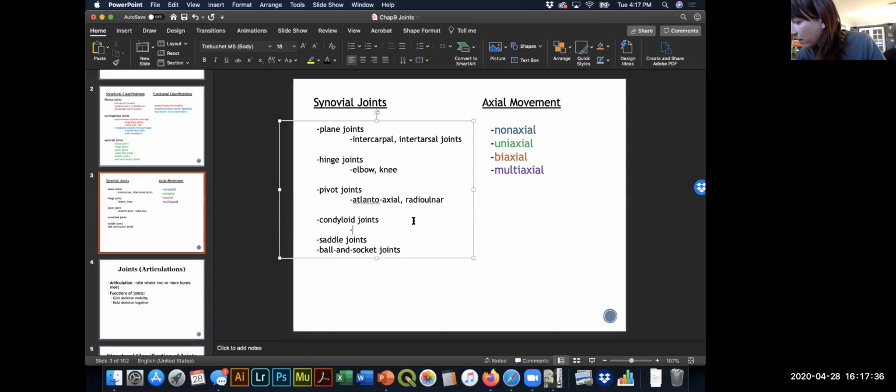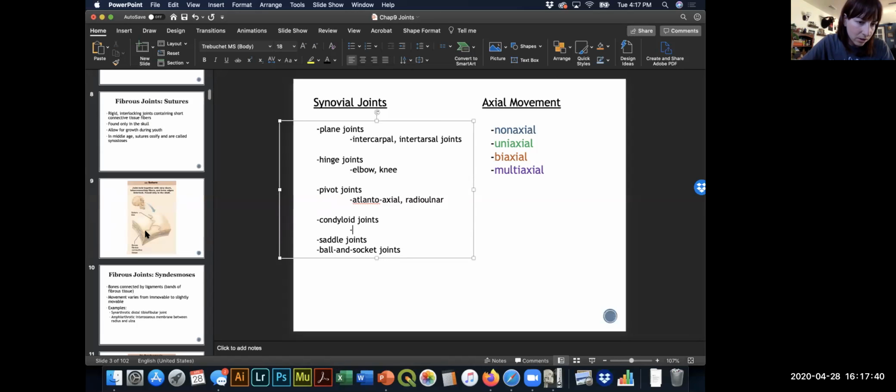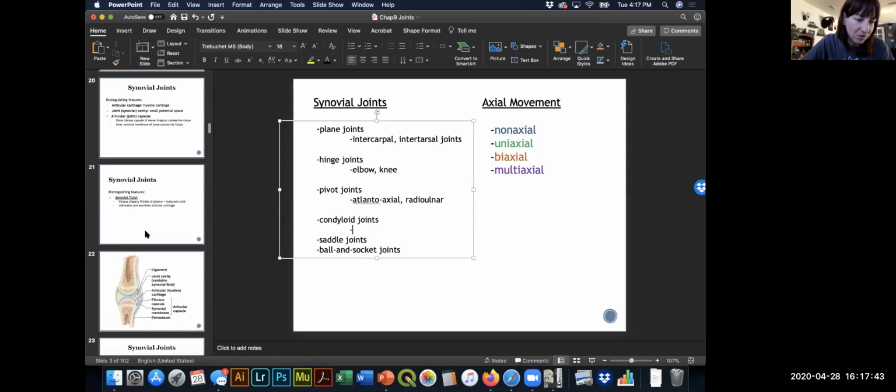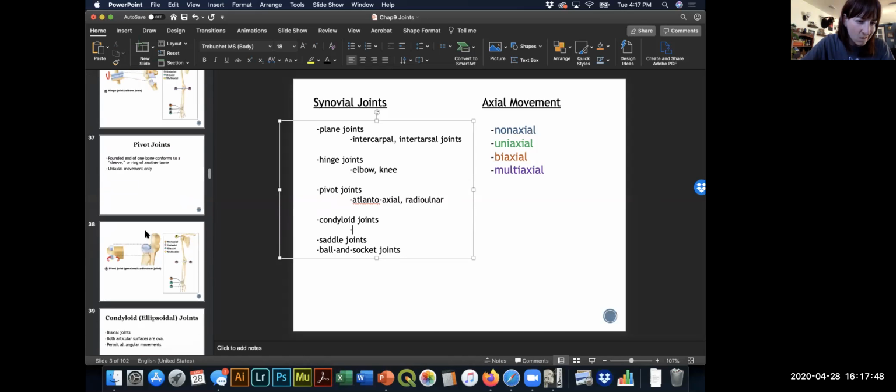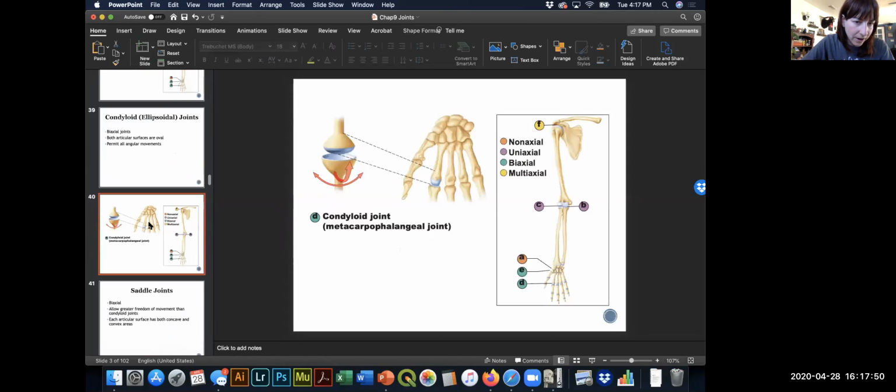Your condyloid, which are basically an oval shape. It's like an oval shaped or a very shallow ball and socket that only can go in a couple of directions. This guy right here can only go in 2 different directions. So this is your fingers being able to go like this and like this, okay? That's your condyloid joint. So we're talking about the joint in between your carpals and your proximal phalanges, okay?